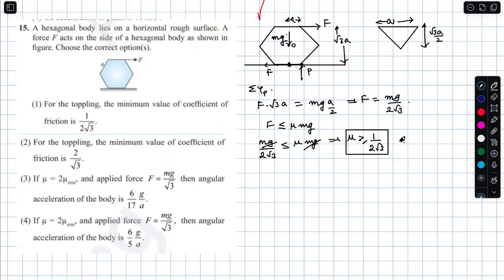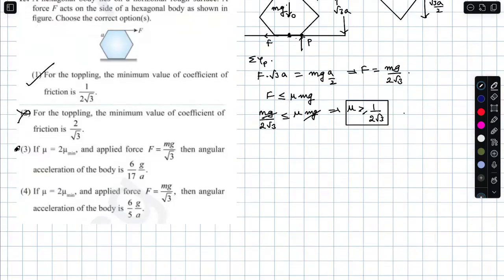Any doubts? Boys and girls? Everyone in the class. You don't have a doubt. So the minimum value of the coefficient of friction is 1 by 2 root 3. That's fine for me. That's the first part. For toppling, so option 1 is correct, option 2 is wrong.